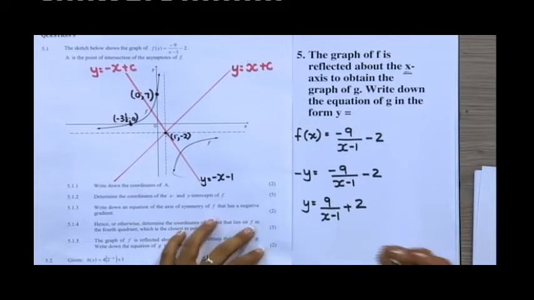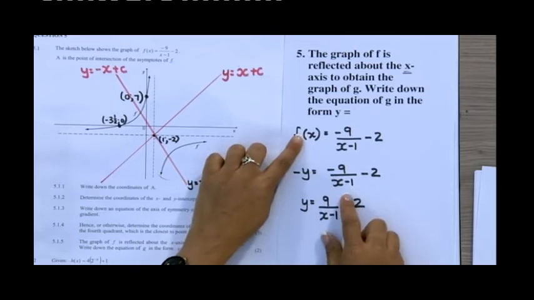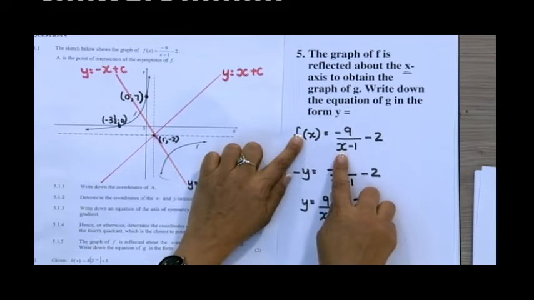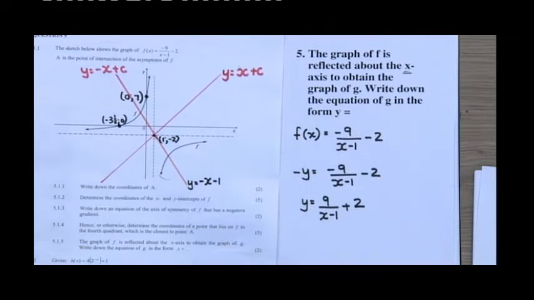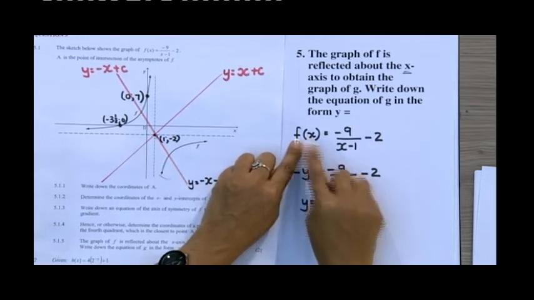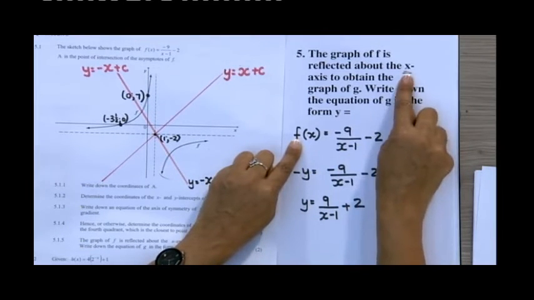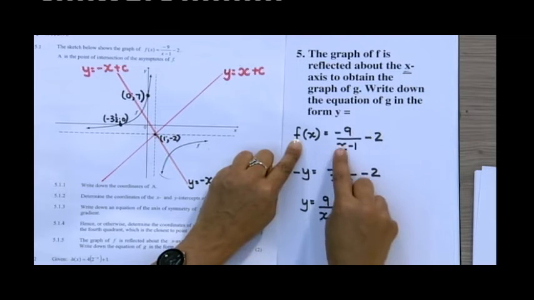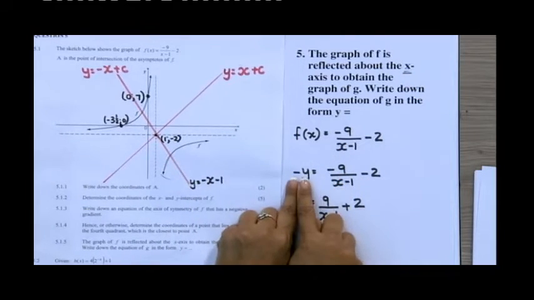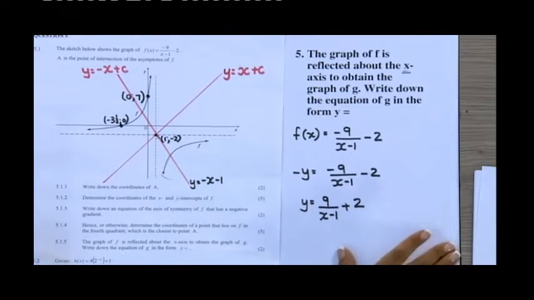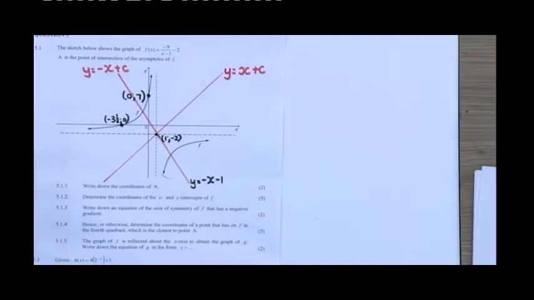Now some of you might be sitting there and asking, but ma'am, what happens if I reflect a graph over the y-axis? Remember, if you reflect a graph over the y-axis, your y will remain the same and your x changes sign. That is all that happens. This question wanted me to reflect it over the x-axis, so my x remained the same and my y changed, and I just divided through by a negative. Grade 11, that concludes the question on hyperbolas.